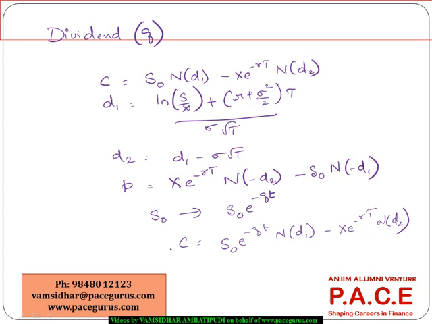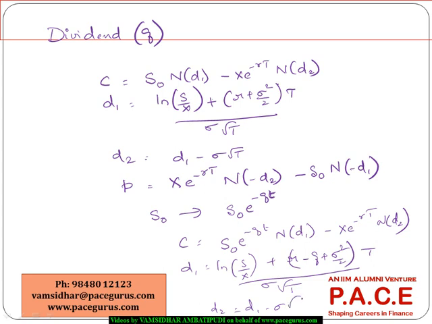So even here the D1 comes out as log S by X plus R minus Q plus sigma squared by 2 into T by sigma root T. And D2 I will take it as D1 minus sigma root T itself. So this is what is typically operating out whenever we are using the continuous stream of dividend. Otherwise there is nothing much of a change in the formula. So this is how a Black-Scholes formula can very well be used for pricing the call option as well as put option.